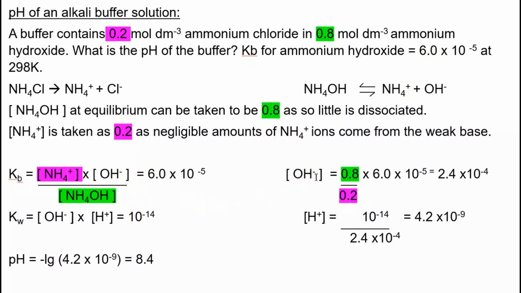From here, rearranging to make the concentration of OH- ions the subject. Substituting in my values gives me an OH- ion concentration of 2.4 times 10 to the negative 4. I choose to use Kw. Kw is the concentration of OH- ions multiplied by the concentration of hydrogen ions, which is 10 to the negative 14. From here, I can calculate the concentration of hydrogen ions, which is 4.2 times 10 to the negative 9, and from there, the pH, 8.4.